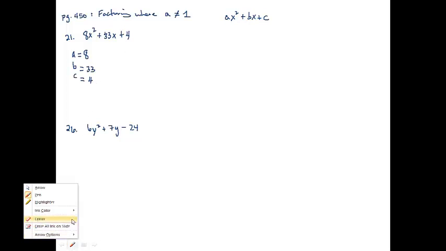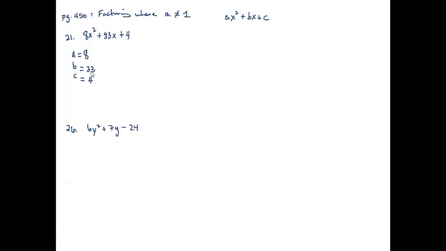All right, then the next thing you want to do is get your product and your sum. The product is equal to A times C, and the sum is equal to B. Well, what's A times C? 8 times 4, which is 32, and the sum is 33. Great, so I've got my product and my sum.